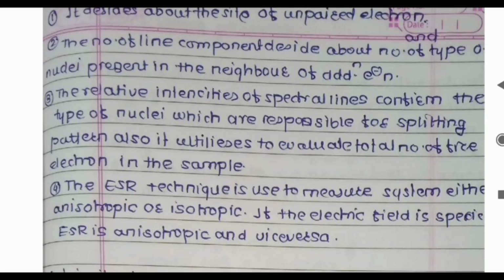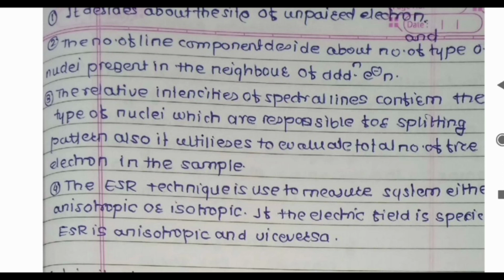So we can say whether an electron is unpaired in the given compound or not. Okay, so for a paramagnetic compound we will certainly get the ESR spectrum, and for a diamagnetic compound we won't get the ESR spectrum. The number of lines will decide the number and the type of nuclei which are present in the neighborhood of your odd electron.